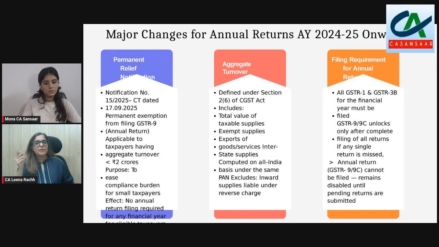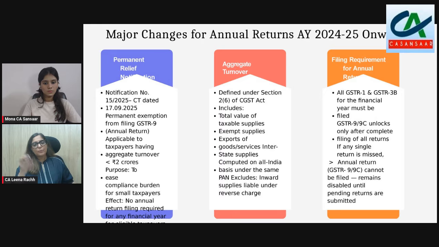We would wonder whether the turnover limit would be the same, would it be increased, would it be decreased. All these uncertainties have been done away with by notification number 15, which says that henceforth, if your aggregate turnover does not exceed 2 crore, you are not required to file your GSTR 9, and you need not wait for annual notifications.